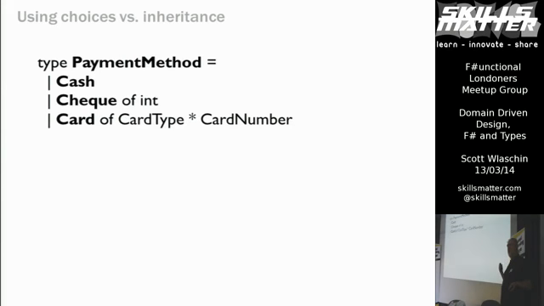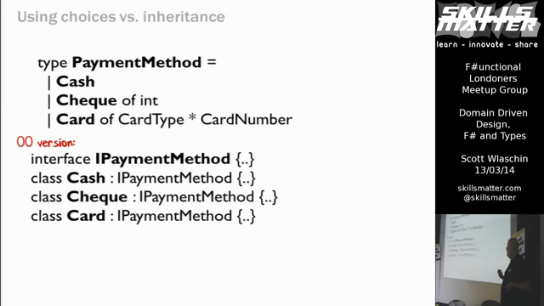Just quickly, for people who are used to OO, a lot of people say, well, this sounds a bit like inheritance. How is this different from inheritance? So let me just quickly go through how you might do this in an OO design. In an OO design, I'd probably have an interface, payment method, and I'd have 3 different subclasses, each implementing payment method. And each of the subclasses would have their own data inside them.